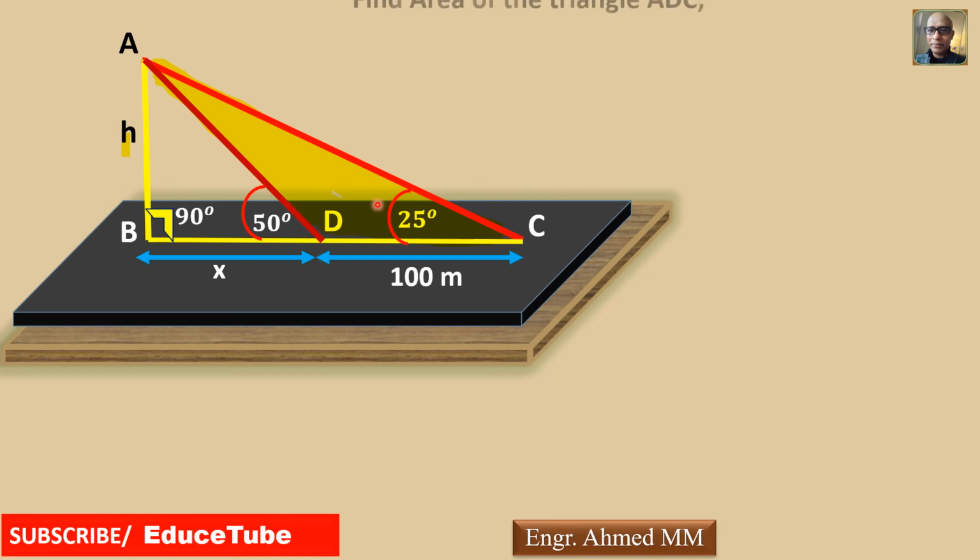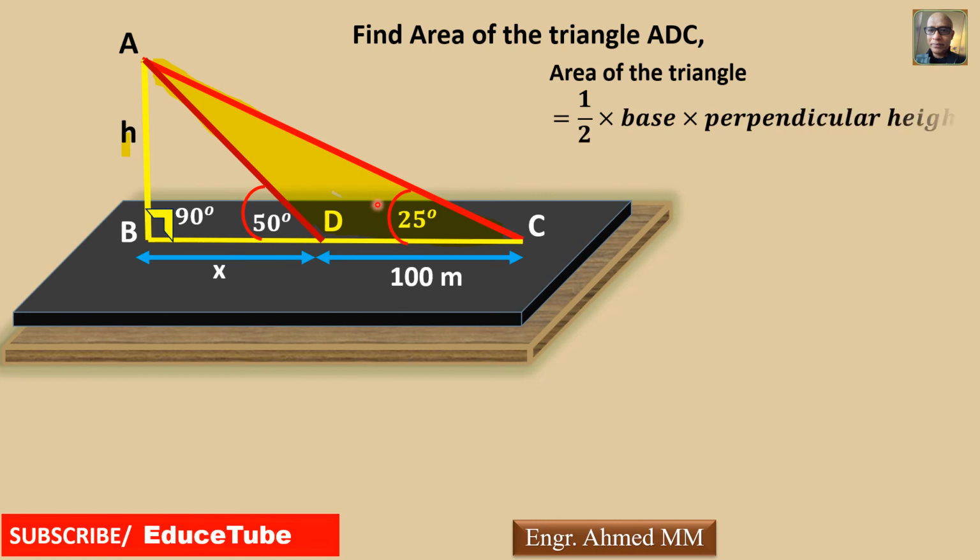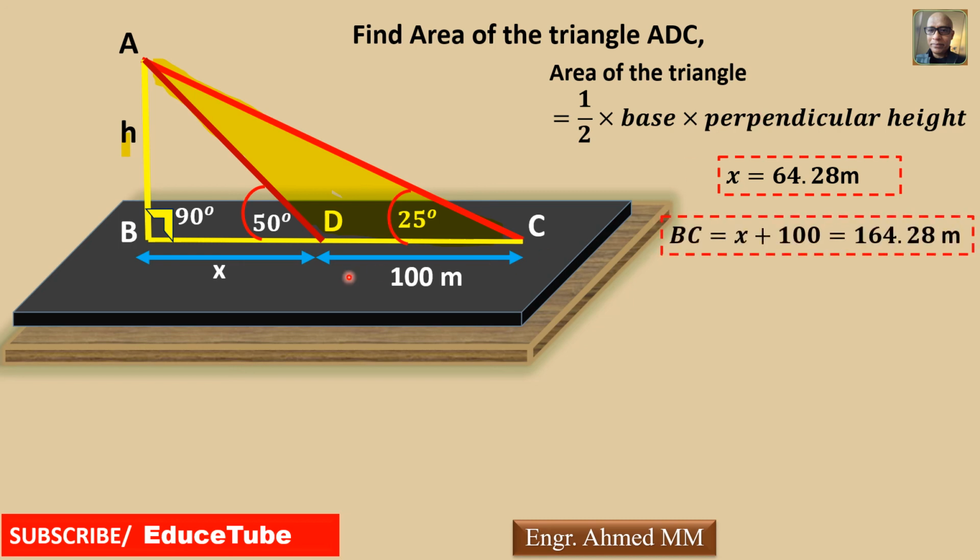So let's see. We need to find the area of triangle ADC. So we'll use the formula to find the area of the triangle. If it is a right angle triangle, it is half into base into perpendicular height. Very easy equations. So x we already got in the previous slide, and BC we can get very easily: x plus 100, and this h we also got in the previous slide.